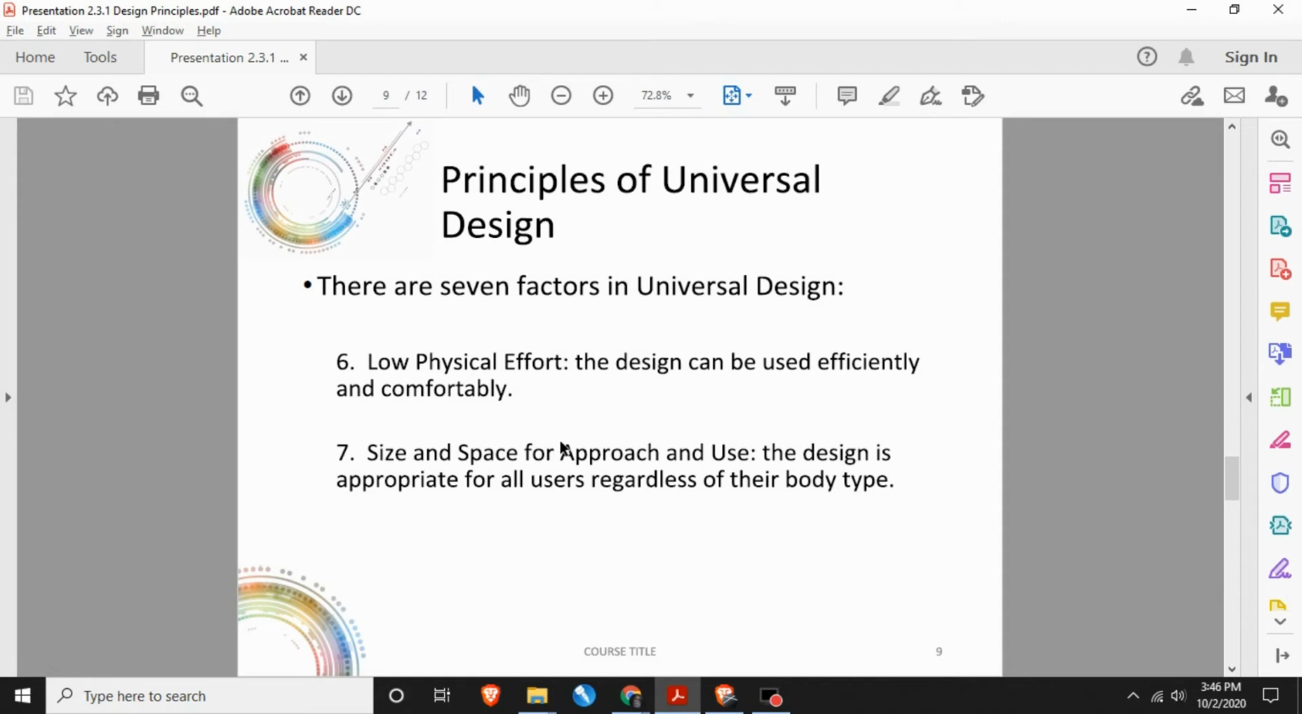Size and space for approach and use. The design is appropriate for all users regardless of the body type. So if you are 15 on your learner's permit, or you're 100 years old, can you drive the car that you are designing?